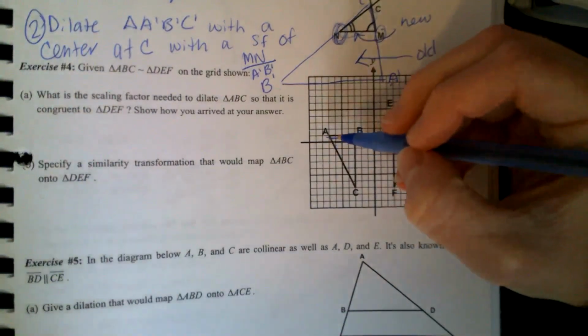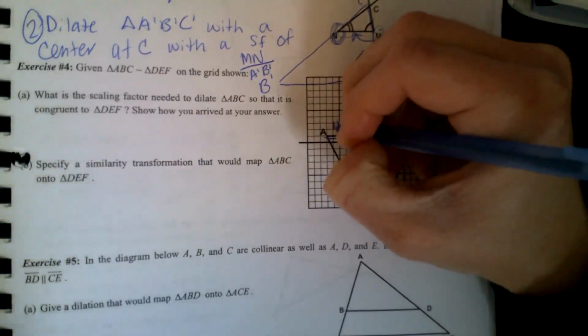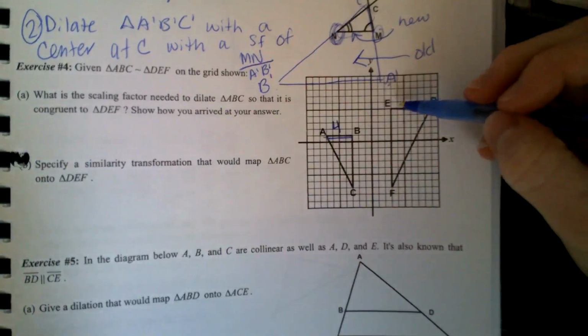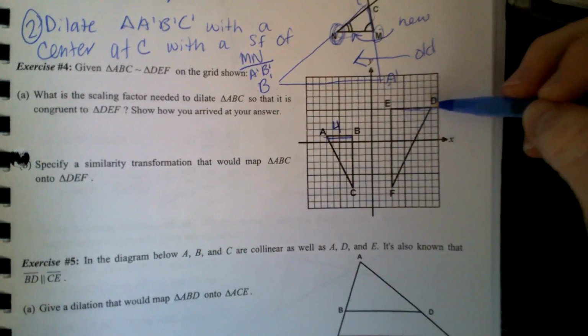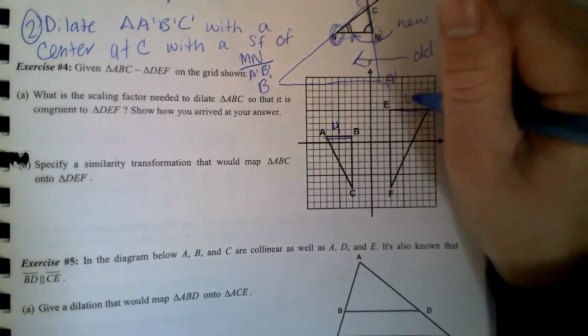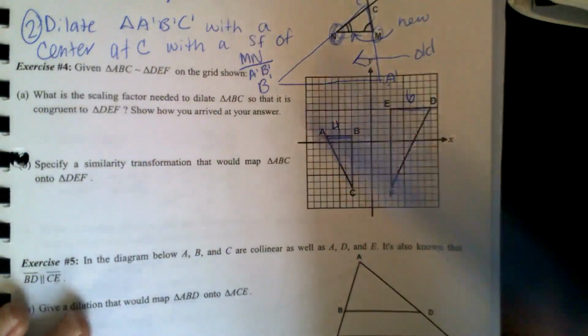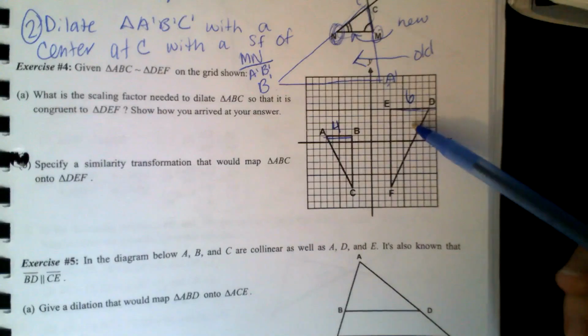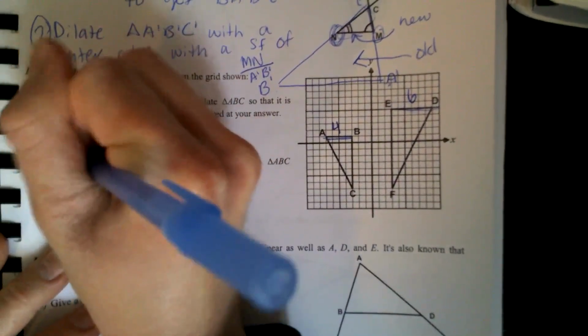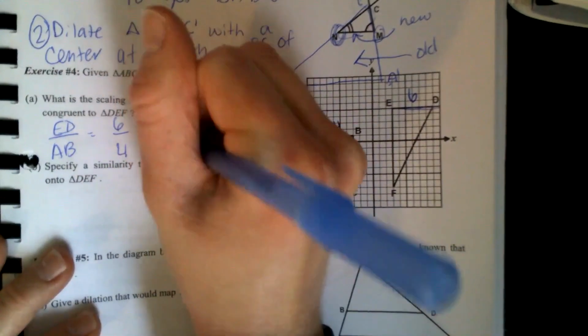So AB has a length of 1, 2, 3, 4. And ED has a length of 1, 2, 3, 4, 5, 6. Okay. So we are trying to dilate this one. So AB is old, ED is new. So the length of ED over AB. So our scale factor is 6 over 4. So our scale factor is just 3 over 2.